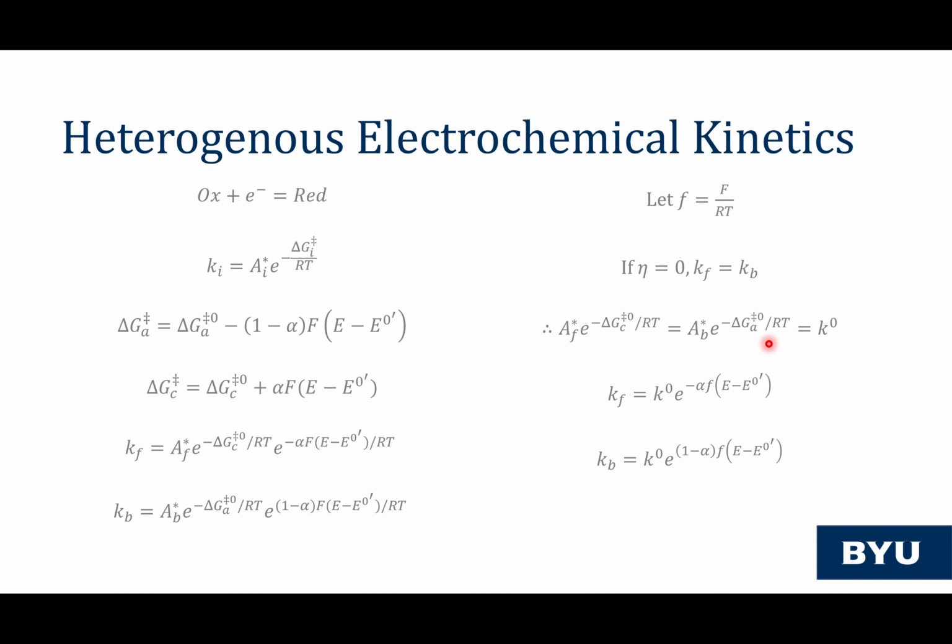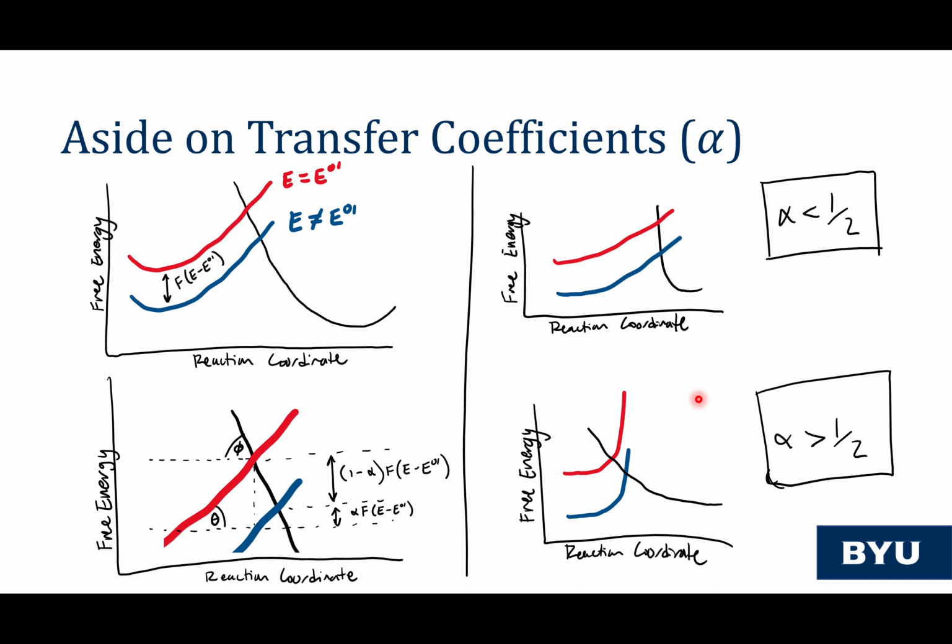Making those two changes allows us to write out much simplified terms for the rate constants, both the forward and the backward rate constants. And you'll notice both of them have the equilibrium rate constant inside of them, and both of them have this alpha, or the transfer coefficient, inside of them. So let's talk about the transfer coefficient for a little bit, because we haven't yet.